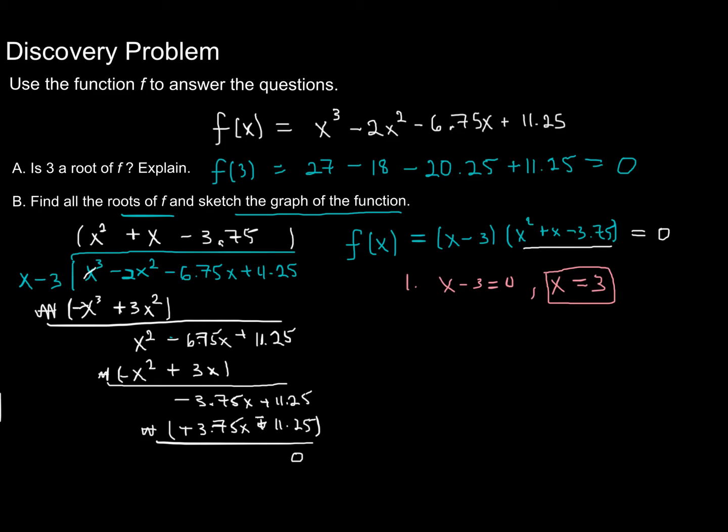Well, we can take this exact same idea and apply it to the quadratic. Remember, we are multiplying two things together and they equal 0. So either this equals 0 or this equals 0. In other words, we can set x squared plus x minus 3.75 equal to 0. And if we solve for x, we'll find the x values that make this function equal to 0. Well, how do we do this? We could use the quadratic formula to solve for x. This is a quadratic function that we're setting equal to 0.